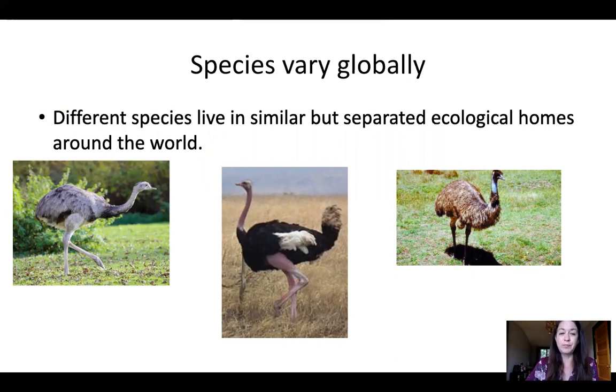look across the globe, you have species, they live in similar areas, but they're separated, and they have similar traits, but they're also different. So for example, this one is a rhea, which is from South America. It's a flightless bird, a large flightless bird, similar to an ostrich, which you find in Africa, which is a larger flightless bird. And then looking at the emu, which is in Australia, again, another flightless bird, similar traits, but they also have different traits depending on where they live.